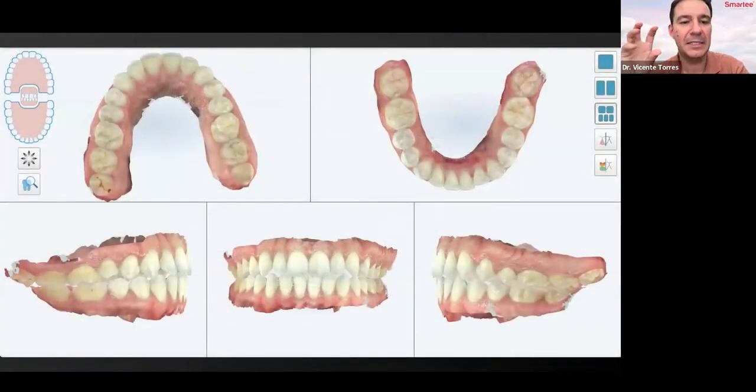And this is the scanner with the wax registration. Of course, the wax doesn't appear in the scanner, because you put the wax and normally in the scanner, you start to scan the upper and the lower arch from the beginning. And when you have both arches scanned, you start to scan the occlusion. When you put the wax and scan the occlusion, the wax does not appear in the scanner.